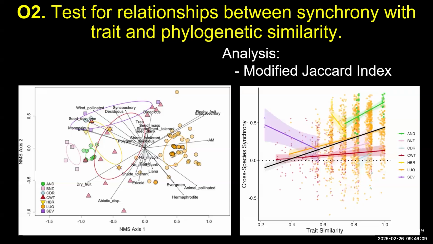And then for the analysis of, okay, are species that are more similar in their traits overall more likely to be synchronous? The answer is yes. So the black line here is showing the overall pattern. Each of the symbols is an individual pair of species, with their trait similarity and their cross-species synchrony. I'm going to come back to that purple declining line in a little bit.